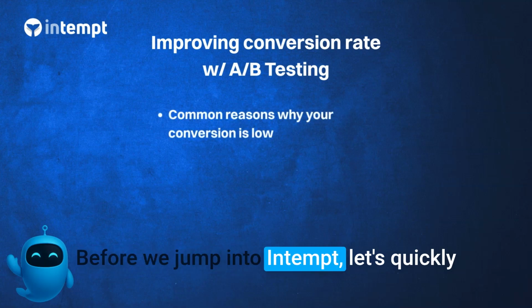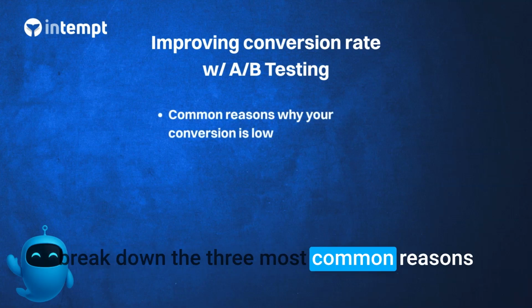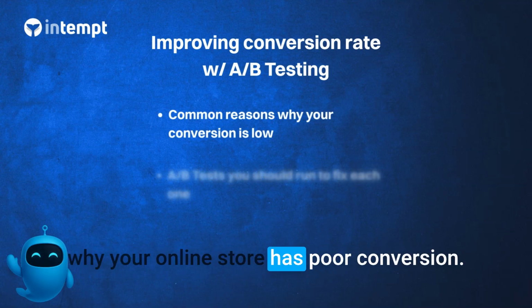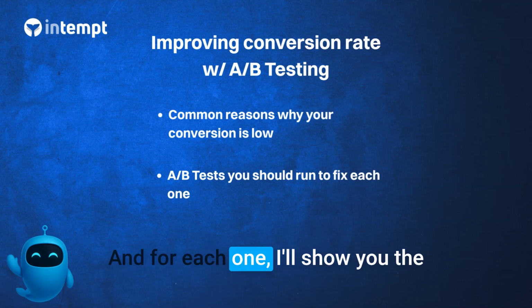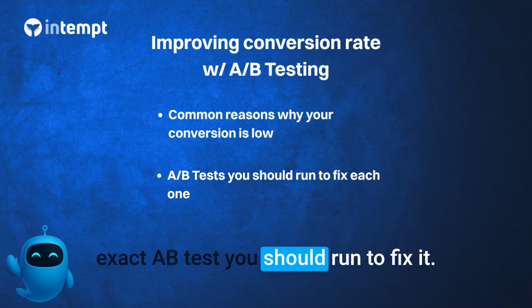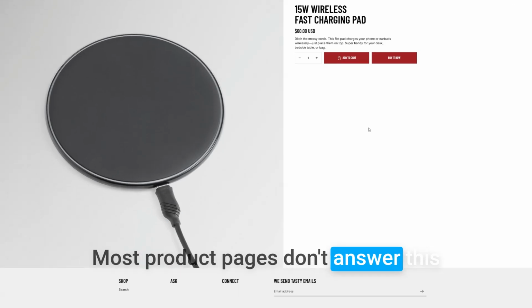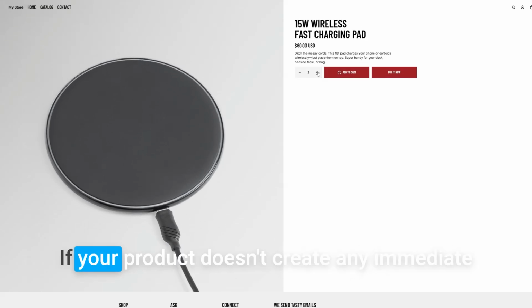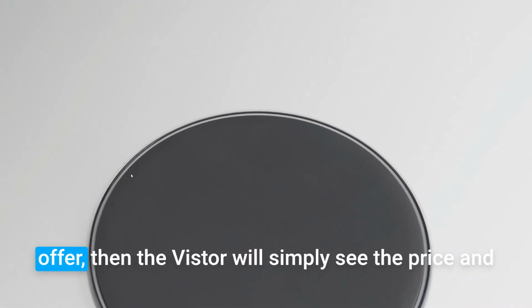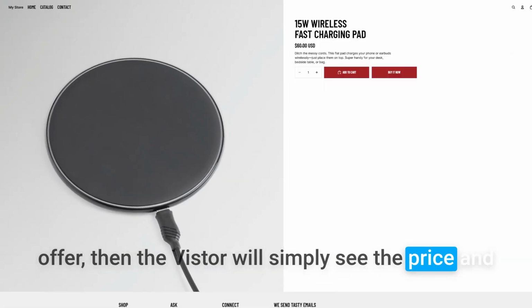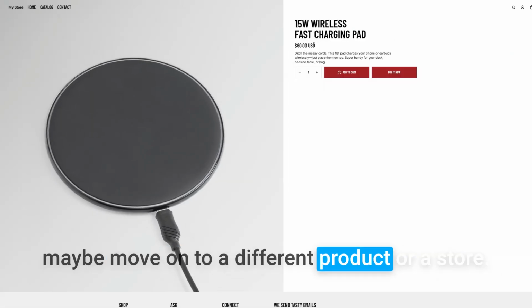Before we jump into Intempt, let's quickly break down the 3 most common reasons why your online store has poor conversion. And for each one, I'll show you the exact A/B test you should run to fix it. Reason number 1, your offer isn't clear. Most product pages don't answer this simple question: Why should I buy this? If your product doesn't create any immediate offer, then the visitor will simply see the price and maybe move on to a different product or a store.